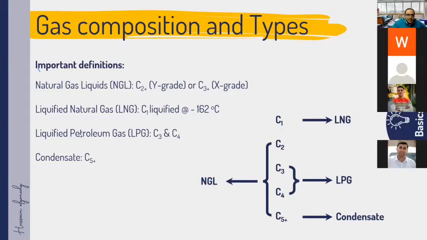The other definition is LPG, which is liquefied petroleum gas. The LPG, which we are using in cooking and heating inside the cylinders, this is the LPG. It mainly consists of C3 and C4, propane and butane. And the final definition is the condensate, which is the C5+, and this is very valuable in the refinery because it's going to be blended with the crude oil and the other light products.